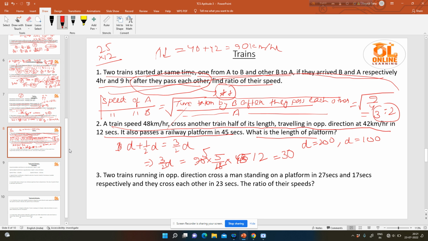So the first train, the bigger train, crosses a platform in 45 seconds. What is the length of the platform? Let us consider the length of the platform as x, so 200 plus x. And again we know the speed of the first train is 48 kilometers per hour. So we have to convert it: 48 into 5 by 18.